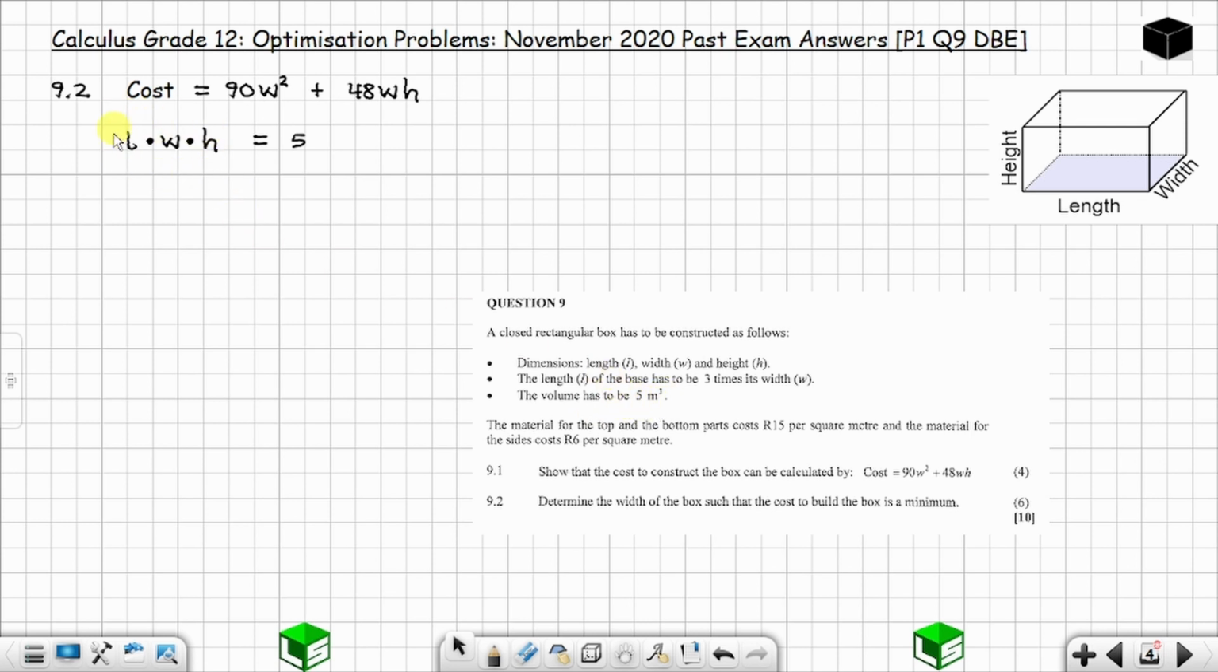And this is the formula for the volume of what? A rectangular box or a rectangular prism. You have to know this. I hope you know this. By grade 12, you should know this. So the volume is the length times the width times the height. So this is the volume of a rectangular prism. Okay. And in the information, you are told that this is equal to 5.